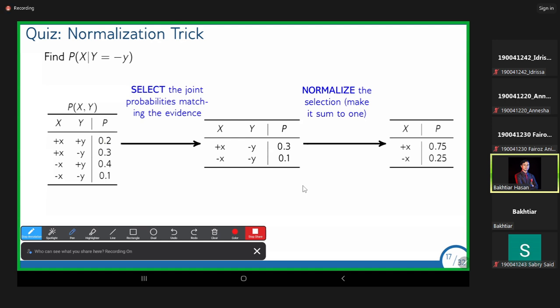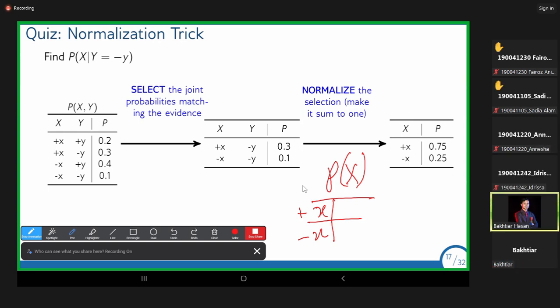An additional question here: let's calculate the marginal distribution. Sorry, not P of W, P of X. The marginal distribution over P of X for X plus and X minus. Raise your hand. Anyone? No one? I will help, no problem.